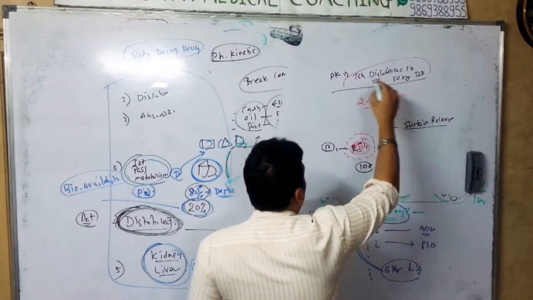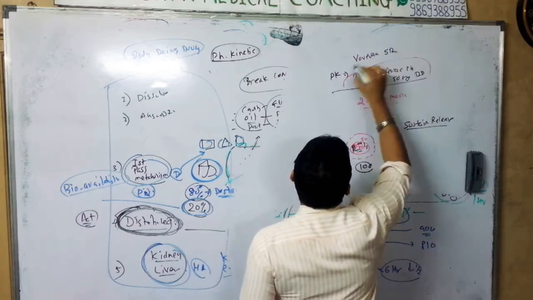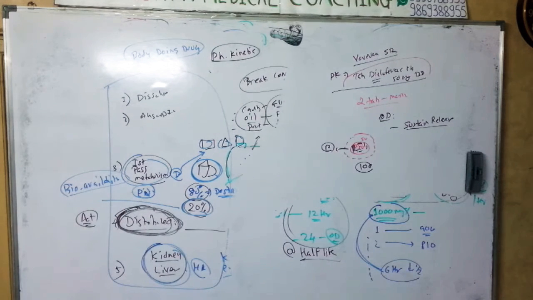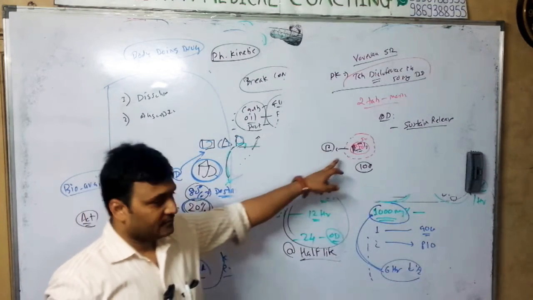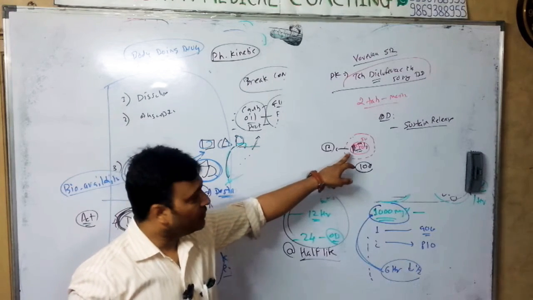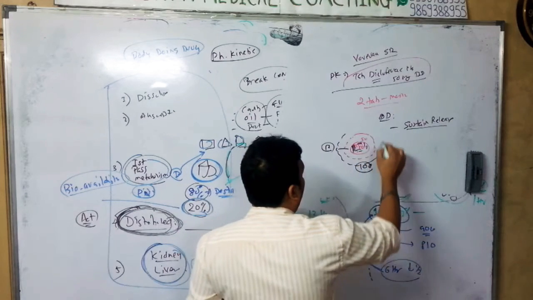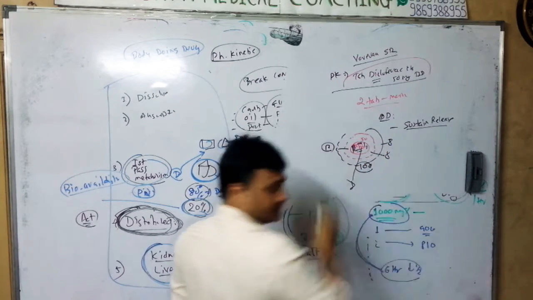The same diclofenac comes in Voveran. Have you heard about it? SR. SR stands for what? So what does sustained release mean? Sustained release means it is going to release the drug from the tablet in a sustained manner. We also have this tablet designed in 3 coats. Outer will be dissolved in 8 hours, middle will be dissolved in the next 8 hours, and the inner in another 8 hours.